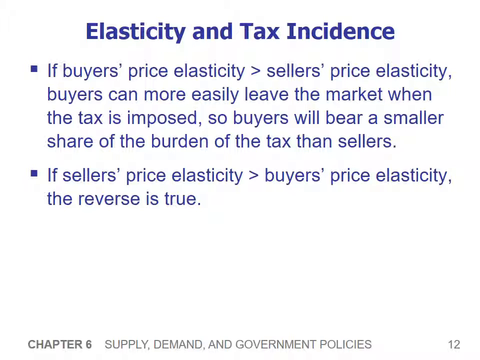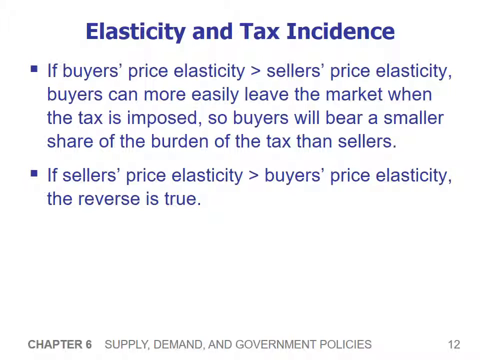So, whichever side of the market is more elastic will share less in the burden of the tax. Whichever side of the market is more inelastic will be left to bear most of the tax. So if the supply curve is steeper than the demand curve, it's the sellers who foot most of the tax. If the demand curve is steeper than the supply curve, then it's the buyers who share more in that tax.